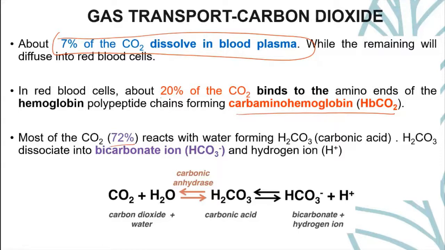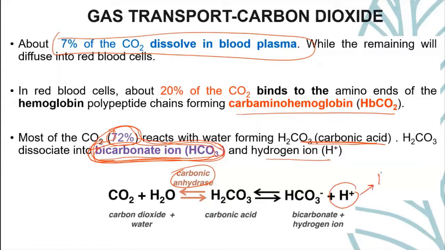and the rest, which is 72%, will react with water to form carbonic acid, and the reaction is catalyzed by the enzyme carbonic anhydrase. So this carbonic acid will split or dissociate into bicarbonate ion and also hydrogen ion. So this percentage is referring to this actually, 72% as bicarbonate ion. Yang ini akan bind dengan hemoglobin to make sure your blood pH is maintained at 7.4.